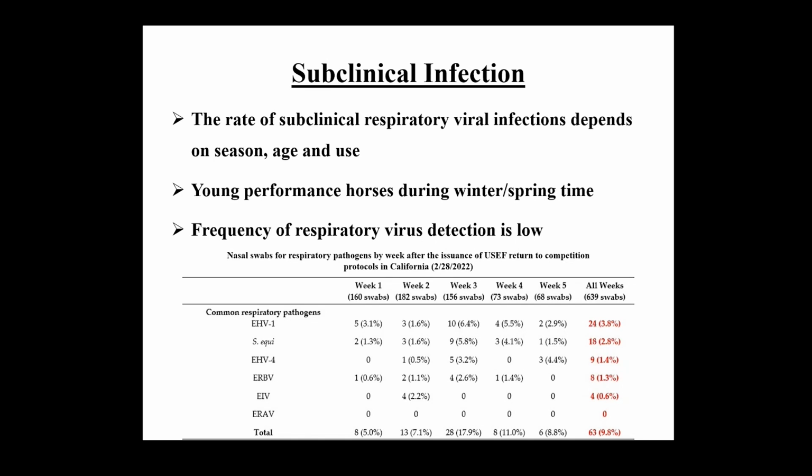We know that wintertime, which is the time where most of the shows happen, so winter, springtime, looking at the colder time of the year, is the season where we see greater frequency of these viruses being transmitted in clinically diseased animals, but also in subclinical shedders. We also know that age and use matter. We're looking at the young performance horse. So these would be 3 to 10-year-old horses that are going to these large shows.